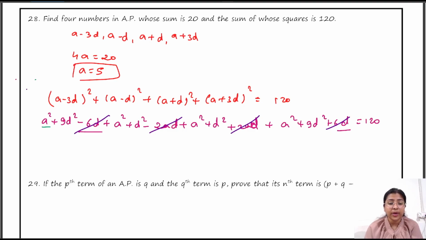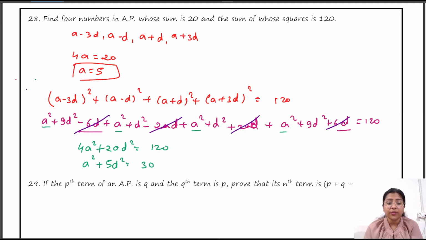How many a square? 1, 2, 3 and 4. 4a square. How many d square? 9, 10, 20. 20d square is equal to 120. Divide the whole equation by 4. You will have a square plus 5d square is equal to 30.